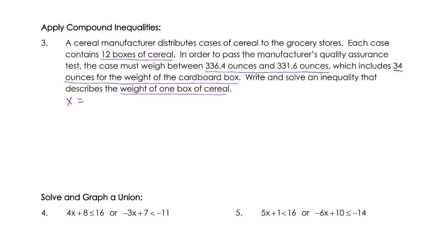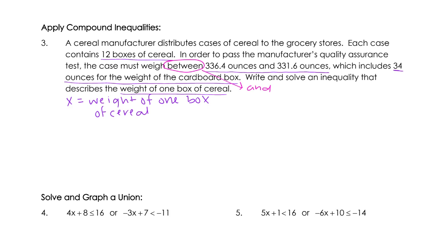So that's going to be our variable. So x is the weight of 1 box of cereal. Okay, next we need to actually set up our inequality. And you'll notice right here that because it's between these two numbers, these two weights, we know that it has to be an and statement. So they're going to be joined together because it says between the two numbers. So we know that it has to be inside of those two numbers.